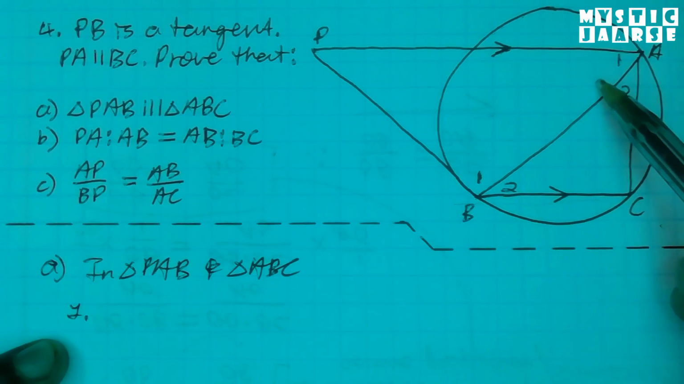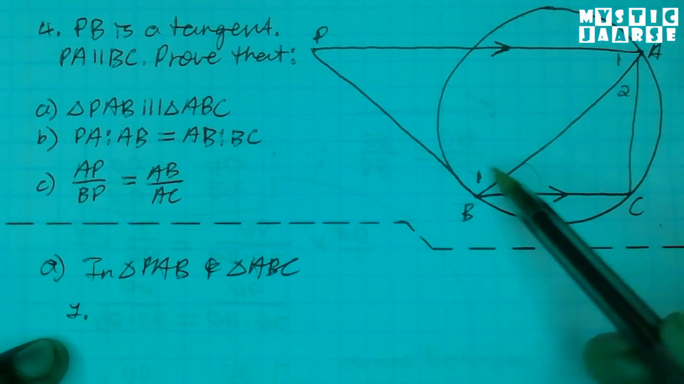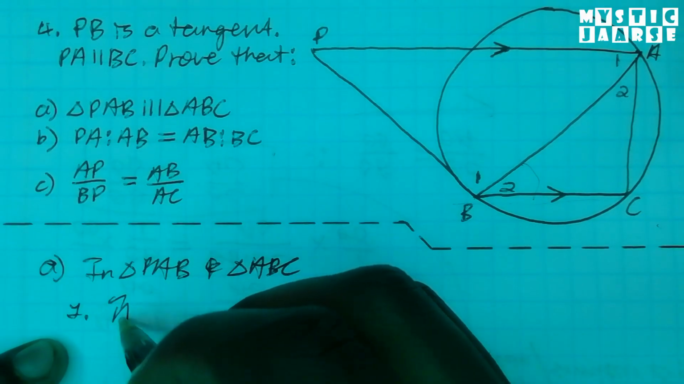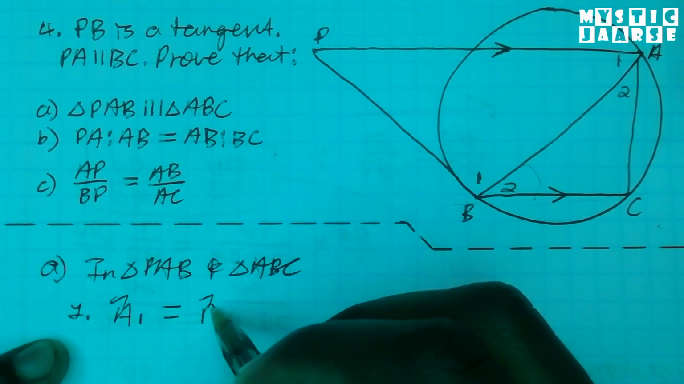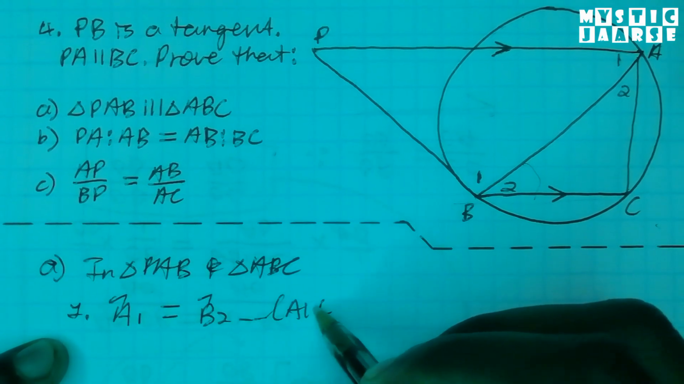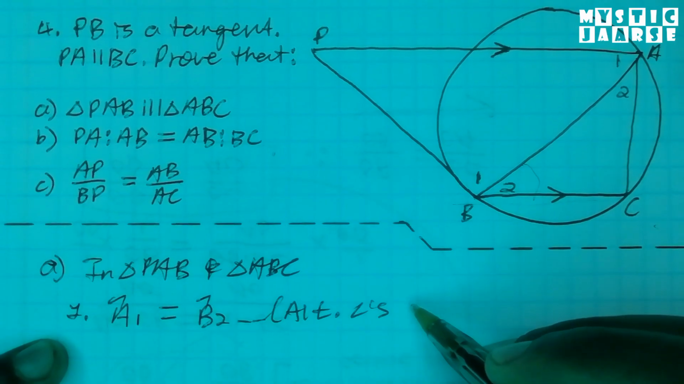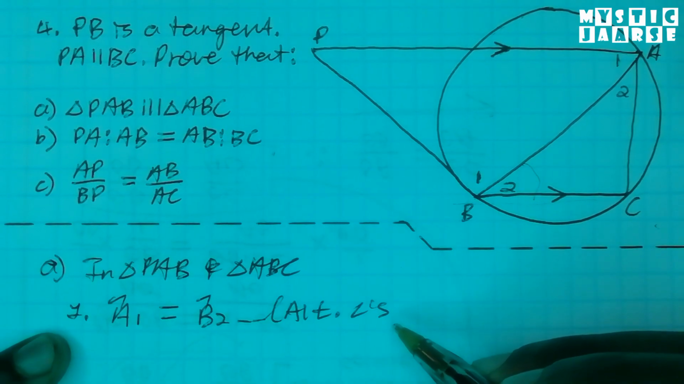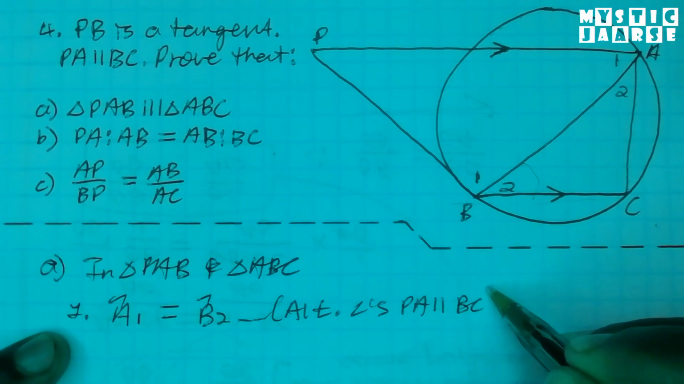to prove that angle A of this triangle is equal to angle B of this triangle. Angle A1 is equal to angle B2. Why? These are alternate angles because you need to always say which lines are parallel, because PA is parallel to BC.